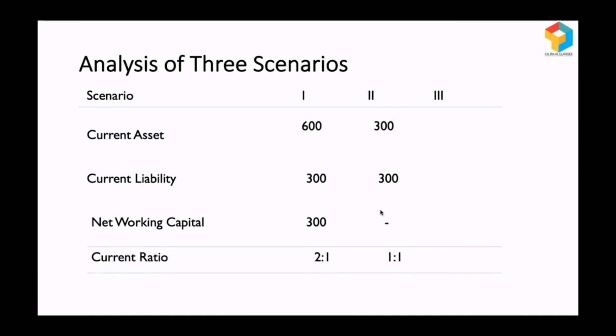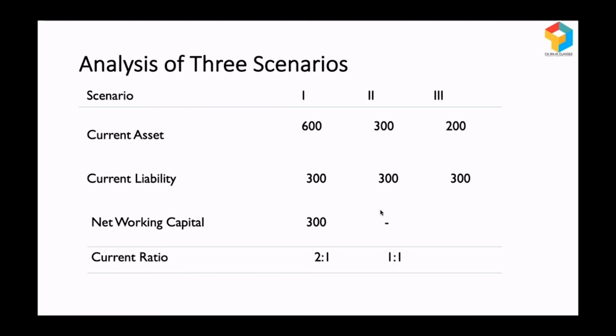Look at scenario 3. My current assets are 200, current liabilities are 300. So what does that mean? I have borrowed 300 with a promise I will repay within 1 year, but what I have created with borrowed money is only 200.